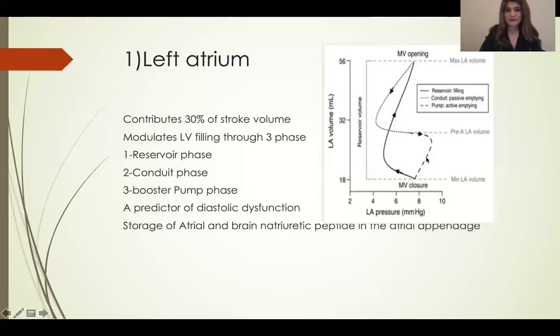The left atrium is a predictor of diastolic dysfunction, and atrial and brain natriuretic peptides are stored in the left atrial appendage, and especially in congestive heart failure, those peptides are very important.